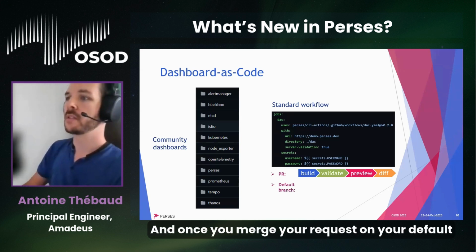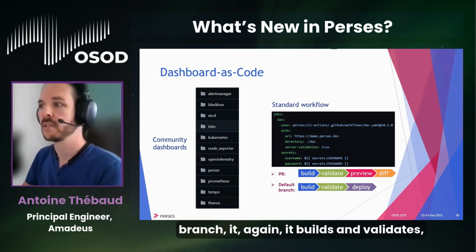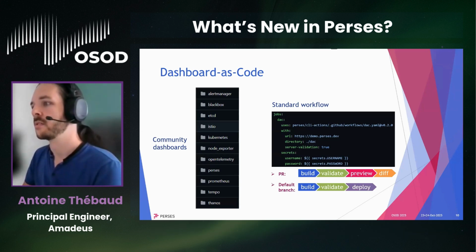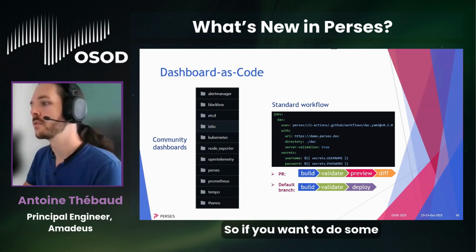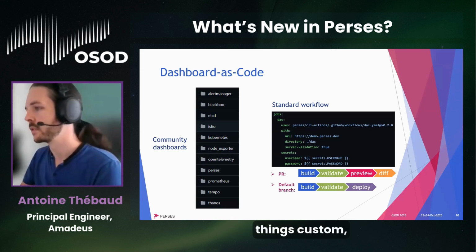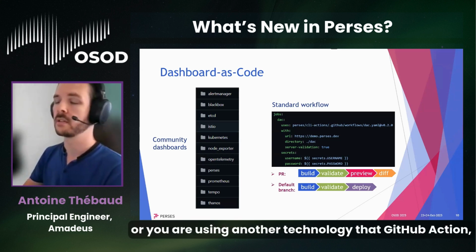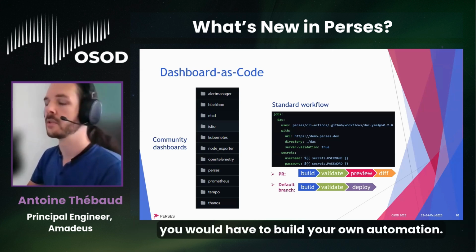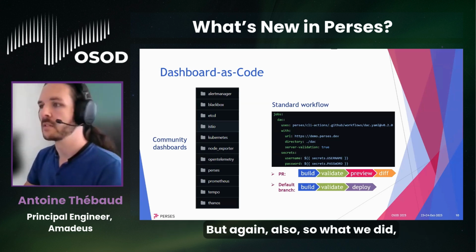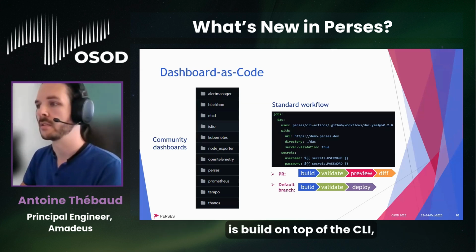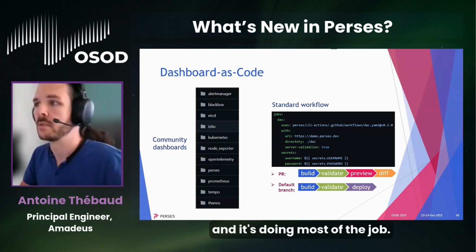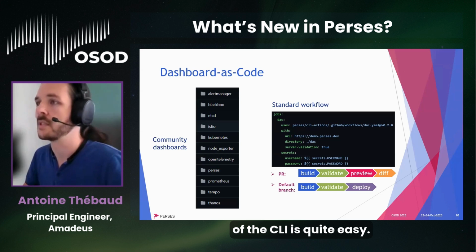And once you merge your pull request on your default branch, it builds, validates, and deploys the dashboards to your instance. If you want to do something custom, or you are using another technology than GitHub Action, for example Jenkins, you would have to build your own automation. But what we did is built on top of the Perses CLI, and it's doing most of the job. So building an automation on top of the CLI is quite easy.